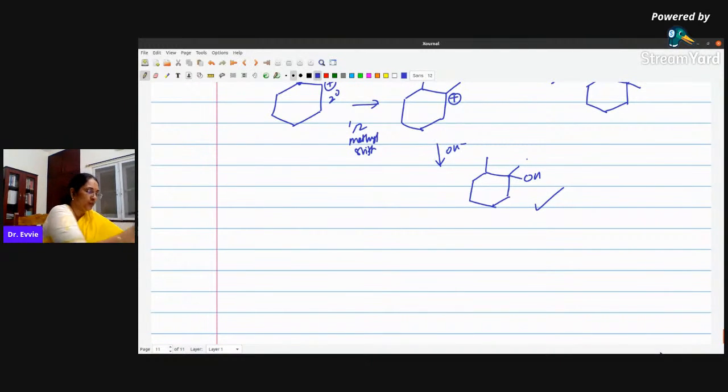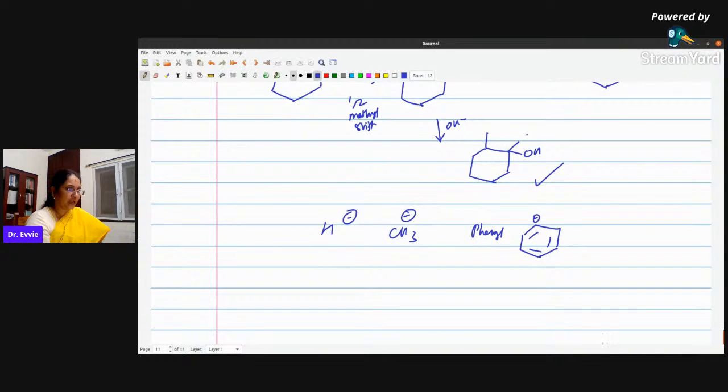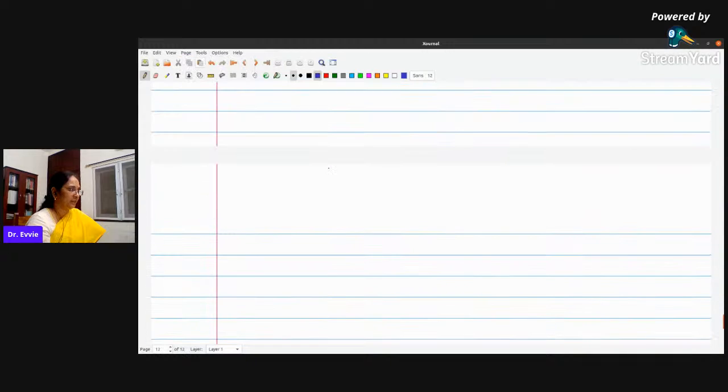As I told you, we have seen an H minus shift. There can be a CH3 minus shift, or there can be a phenyl shift. Phenyl is a benzene ring. So any of these shifts can happen. Let us see this kind of thing. I have already told you, but anyway, let me quickly tell you about this with one example.